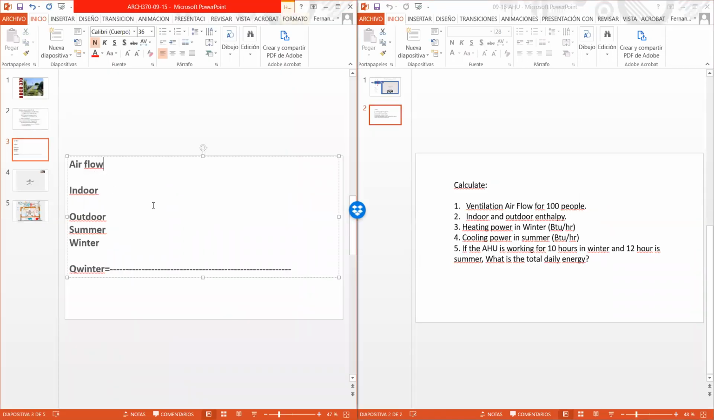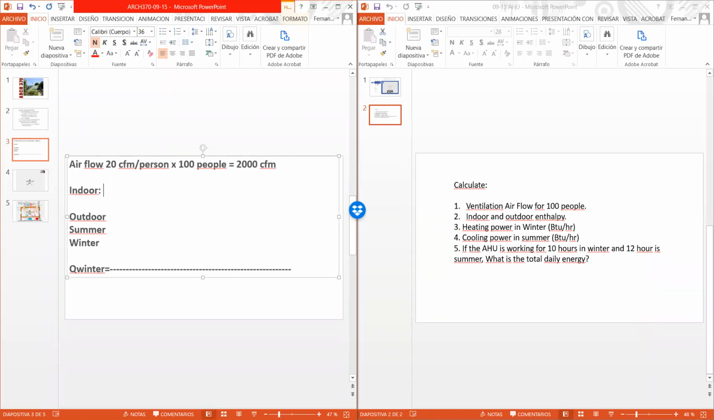Okay, so now first, what is the airflow? The airflow is always 20 CFM per person times 100 people. Okay, so total it's 2000 CFM.